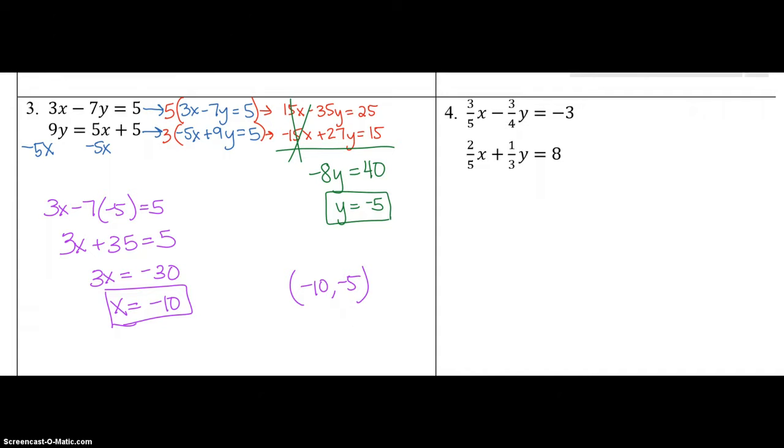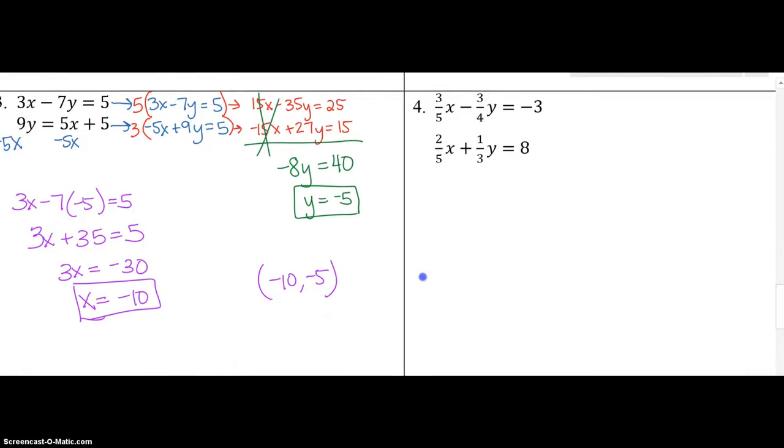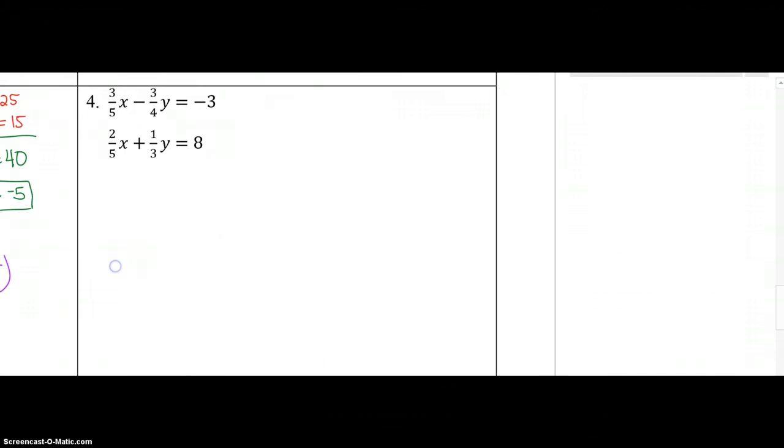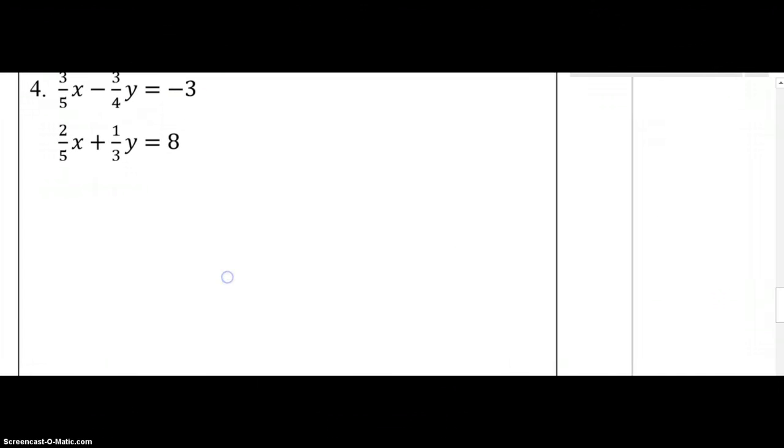Fraction time. Yay. What gets rid of a fraction? If I have like 2/3 x equals something, how do I get rid of the 2/3? Multiply by the reciprocal. That's what we're going to do here. We are going to multiply by the reciprocal. What variable do you guys want to get rid of, x or y? You want to get rid of y this time? All right, let's do it.